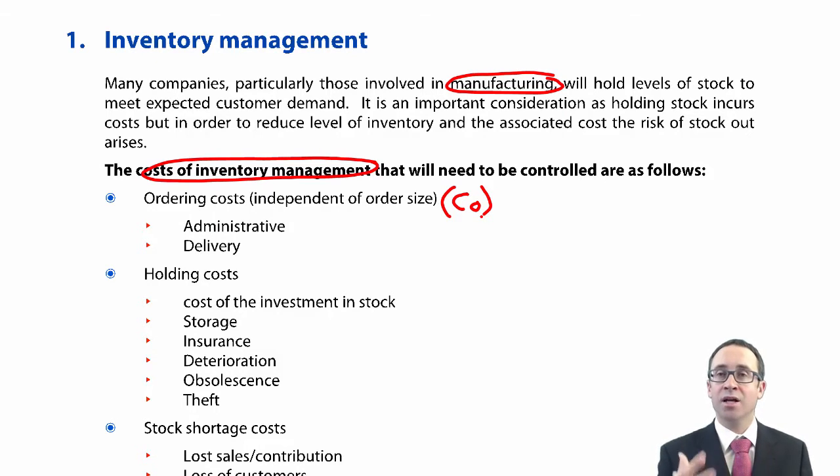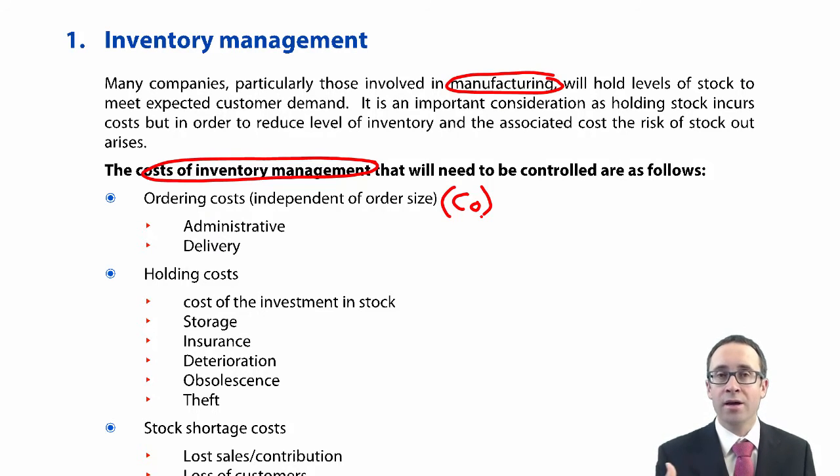It's independent of the size of the order. We'll look at bulk discounts later on, but the key bit to consider now is that the order cost is exactly the same regardless of the size of the order. Things to consider within your ordering costs are administrative costs and delivery costs.